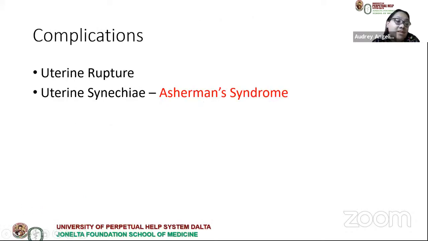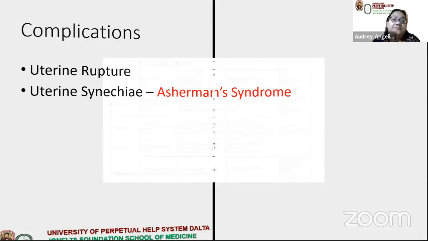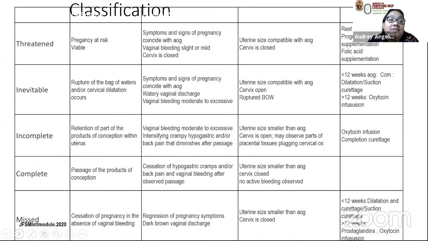Okay. So complications, as mentioned, would be the following. Okay. So this would be a table regarding your classification, and it lists your threatened and missed, your inevitable, incomplete, and complete. The other one would be your habitual or recurrent abortion, which is often immunological in case, and your induced classification. But this one, threatened, inevitable, incomplete, complete, and missed, you could differentiate through, as we have mentioned, cervix, size of your corpus, the bag of water, and your fetal heart tones.